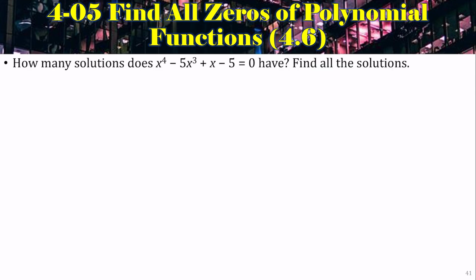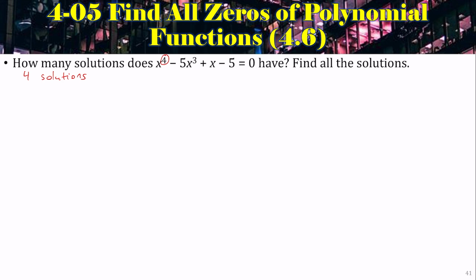Let's try an example. How many solutions does x to the 4th minus 5x cubed plus x minus 5 equals 0 have? And then find all the solutions. Well, we notice it's x to the 4th, so that means there are 4 solutions. It's just whatever the highest exponent, whatever the degree is, that is the number of solutions.